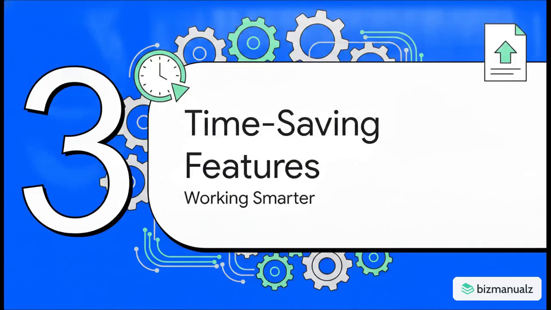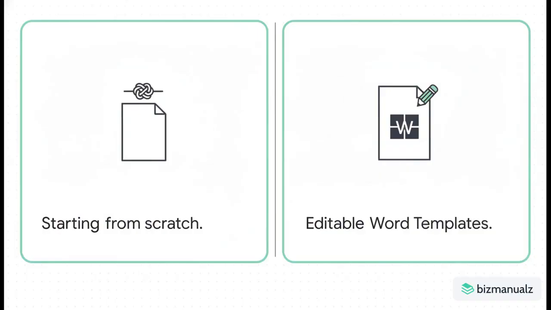Part 3. Time-saving features and mechanics. Working smarter. Consider the brutal reality of starting from scratch, staring at a blank screen, trying to interpret ISO 9001:2015 standards. Yeah, no thanks. The QP1000 completely eliminates that headache because it's delivered as an editable Microsoft Word template. That means you can easily and immediately customize the whole thing to meet your specific organizational needs.